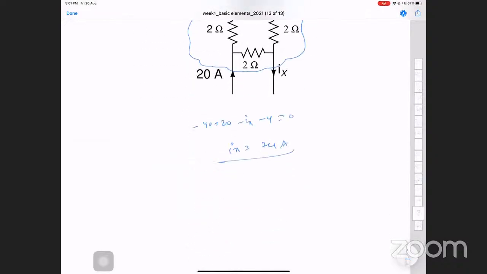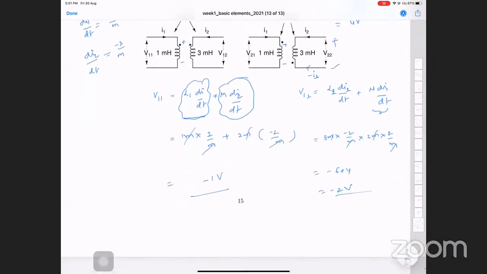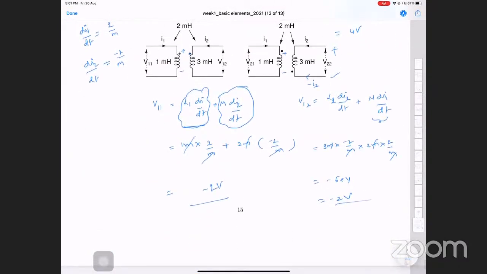V11 is minus 2 volts. Yeah, minus 2 volts, I'm sorry. Correct. You are correct, Ritik. You are correct.